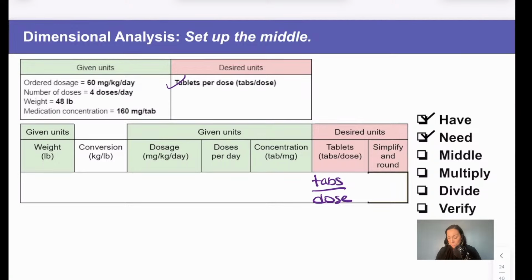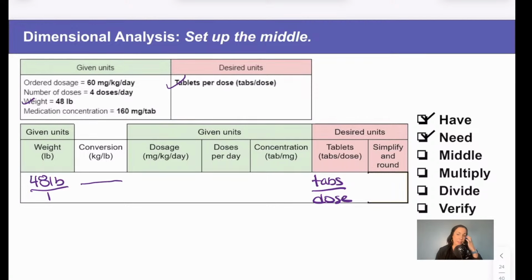So we have 48 pounds, right? So I'm going to check that off so I don't re-plug it in anywhere. And we're going to put that over 1. And then we know what's our conversion here? How many pounds to kilograms? How many pounds are in a kilogram?